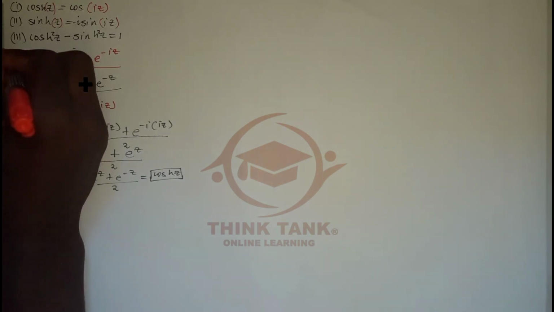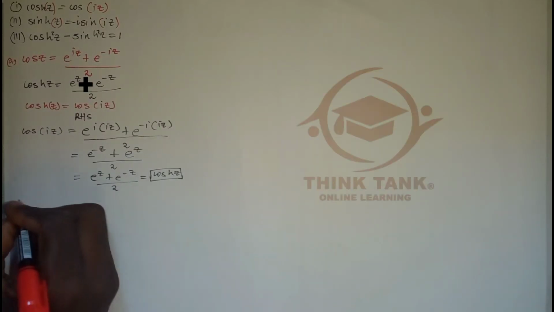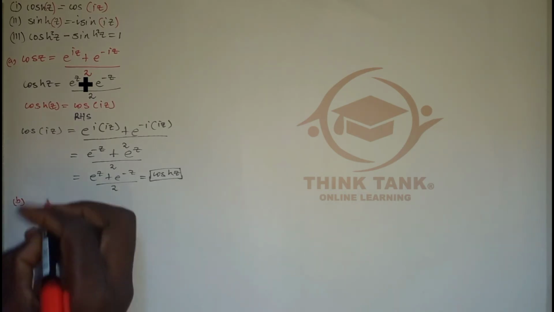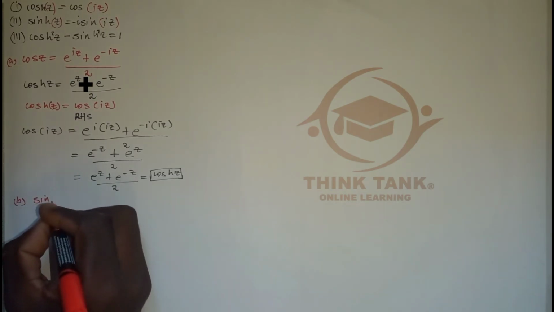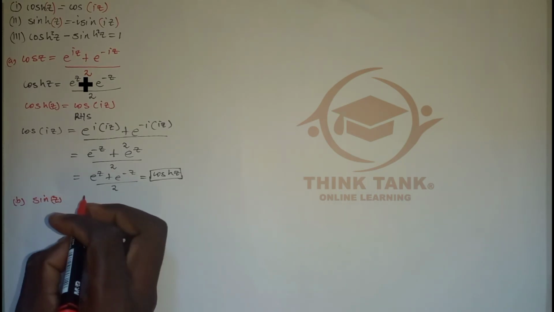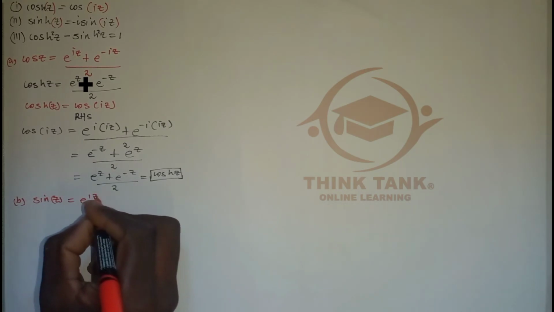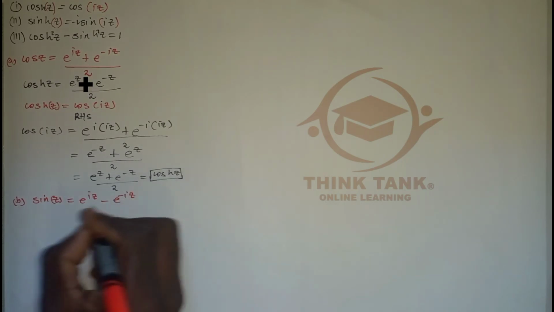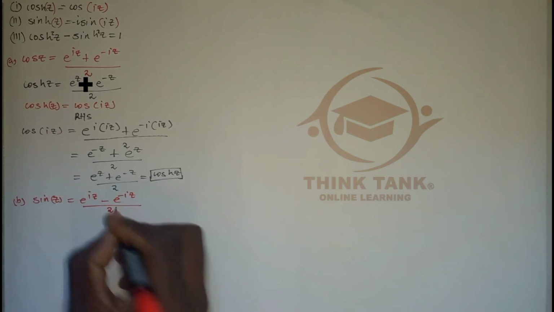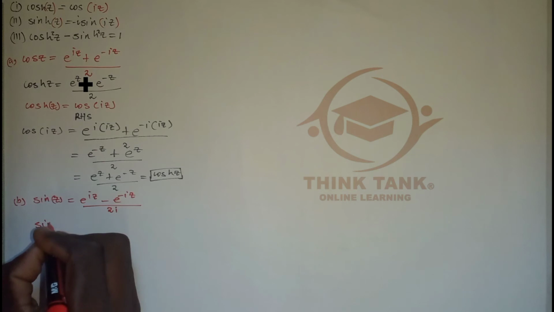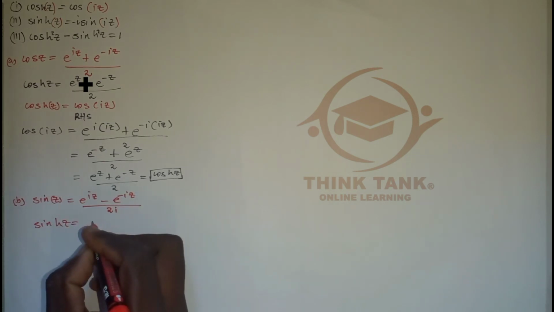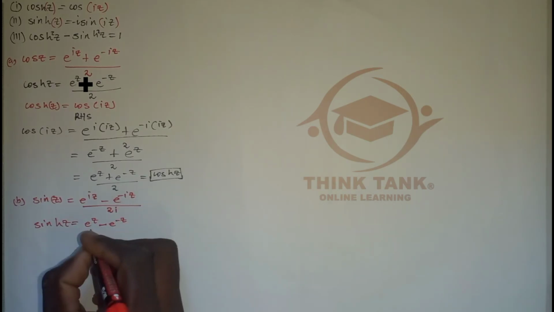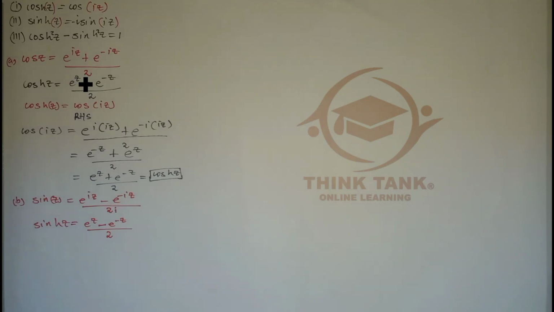Now let's move on to part 2. For part 2, what is the identity for sin z first of all? We know that sin z is e to the power iz minus e to the power negative iz, divided by 2i, right? And for sinh z, it's e to the power z minus e to the power negative z divided by 2, and we don't have an i.